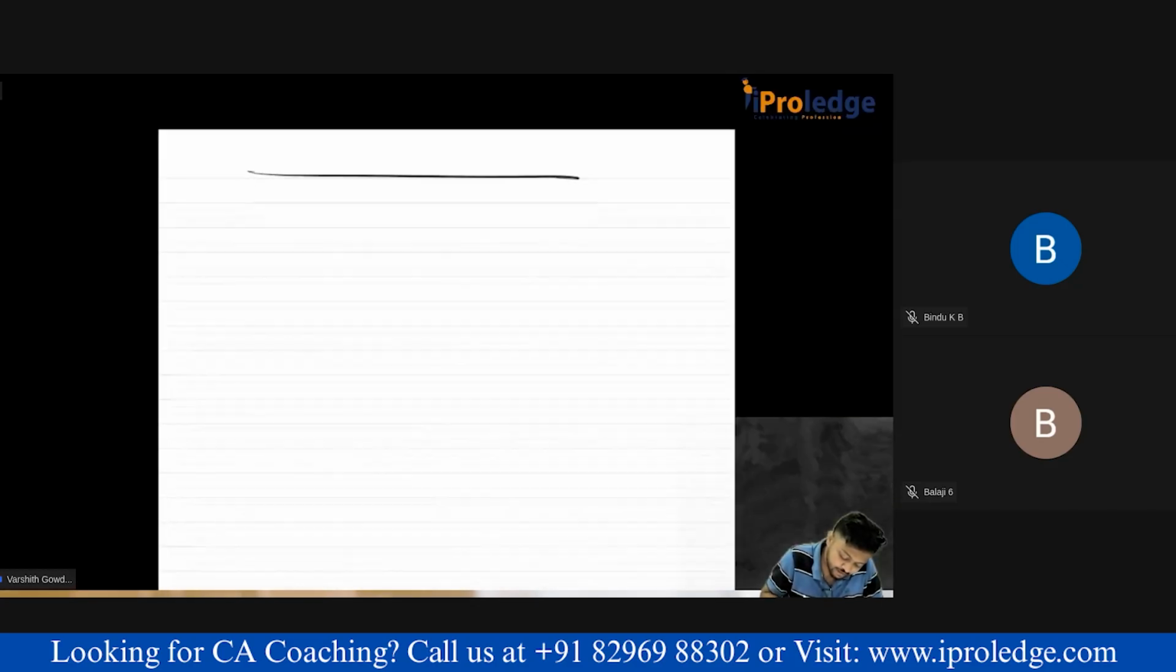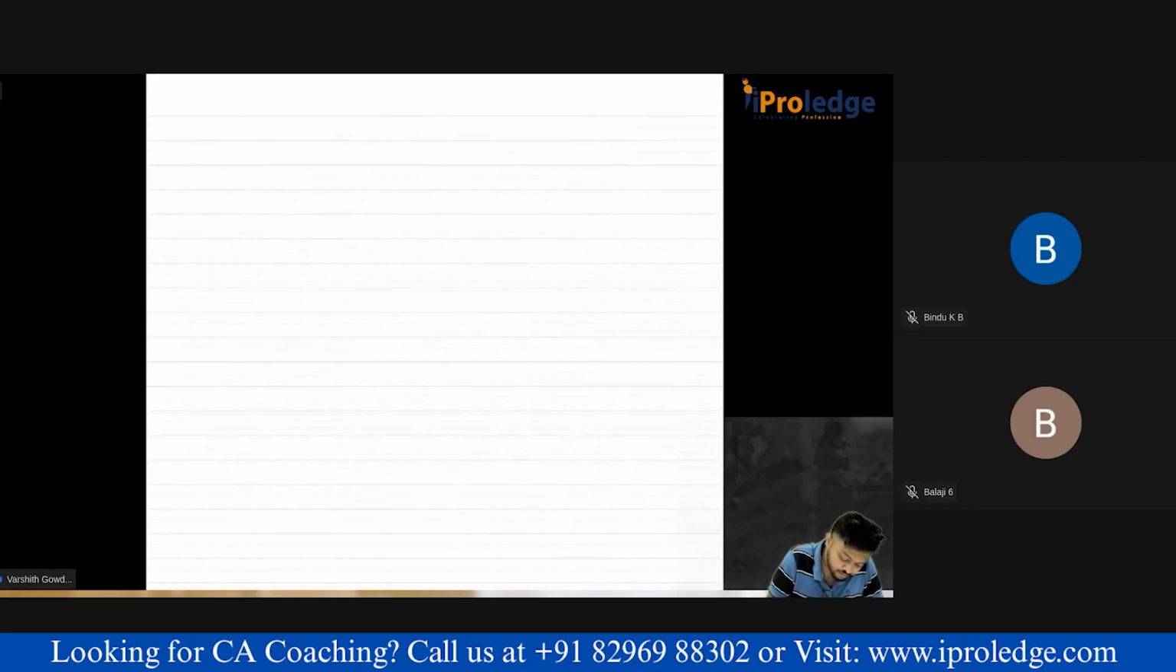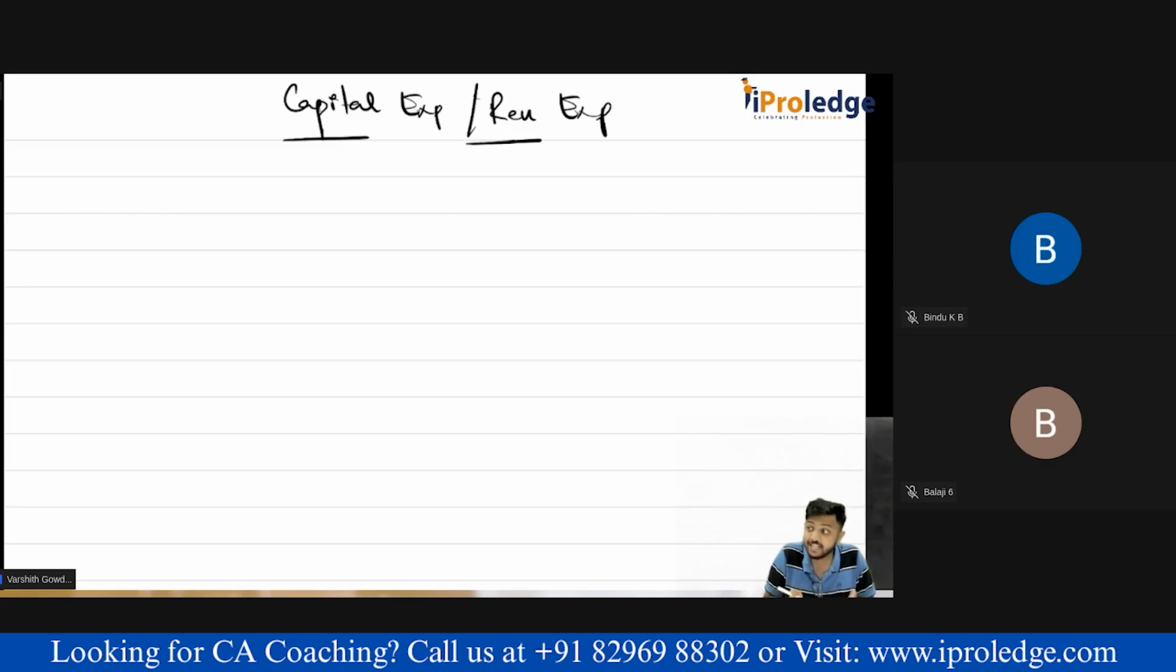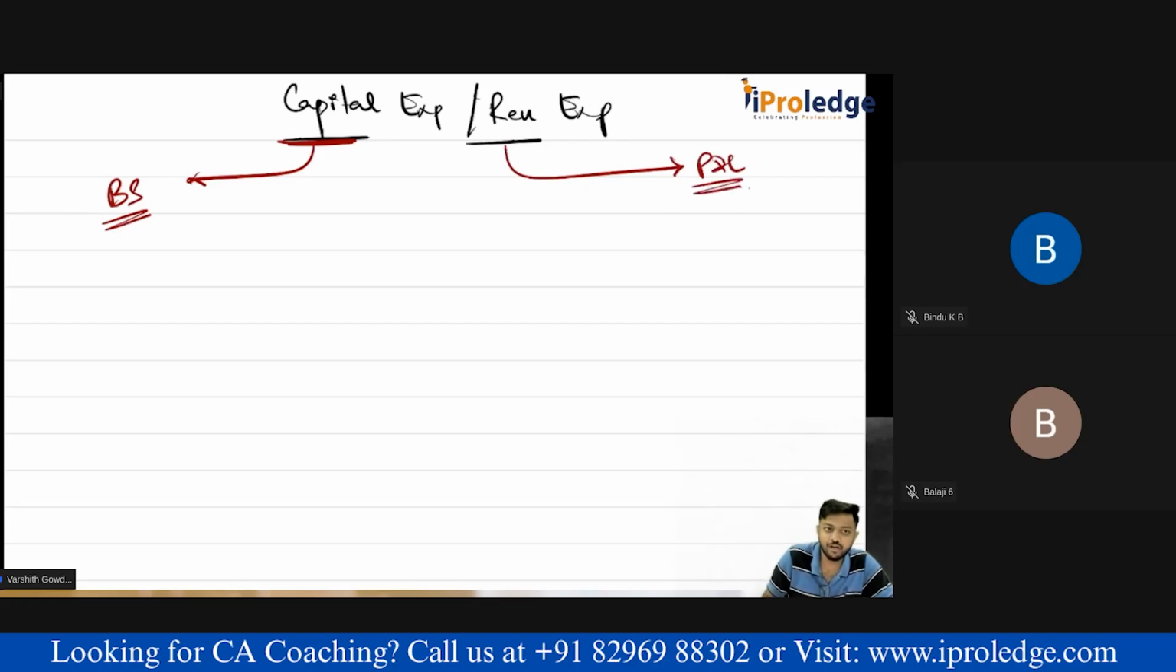First we'll learn capital expenditure and revenue expenditure. Before understanding the bifurcation between these two, it is very important to understand what will happen if something is a capital expenditure. You know what expenditure is? Spending of money. All the capital expenditures will go to the balance sheet, and all the revenue expenditures will go to the P&L. Okay, that is one important bifurcation.